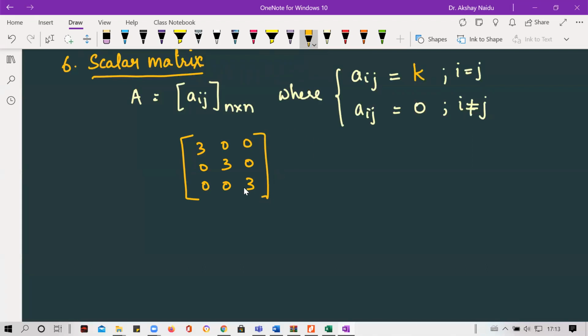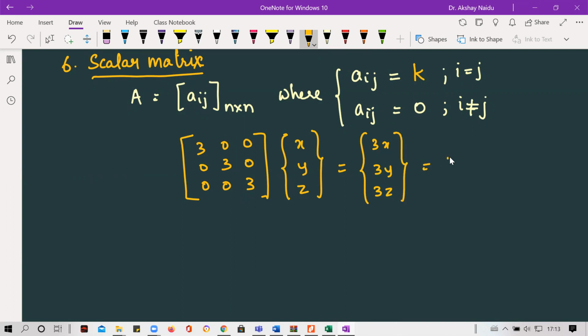Why is it called a scalar? You see this. Suppose you multiply this with the column matrix. What we get is 3x, 3y, 3z upon multiplication. It is 3 times. It is as if you multiply this column matrix with a constant, a scalar real number. That is why it is called a scalar matrix. Off diagonal elements are zero and the diagonal elements are a constant.